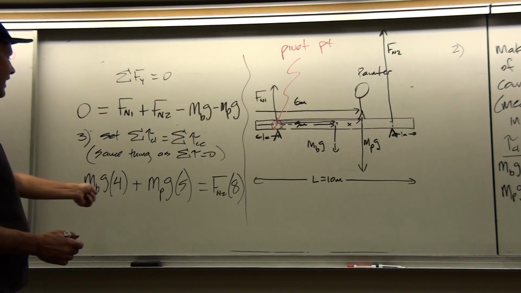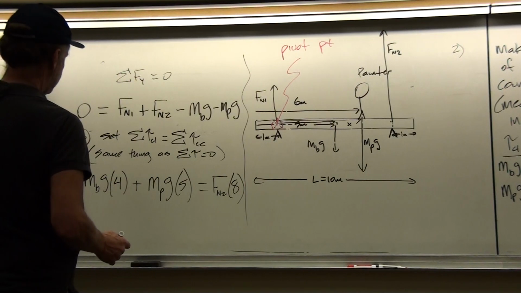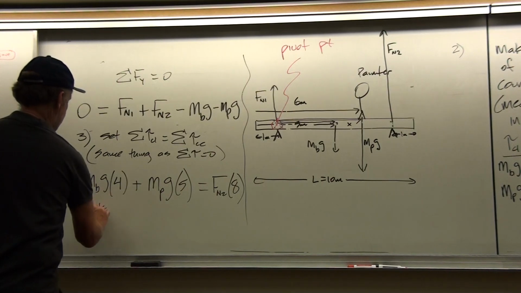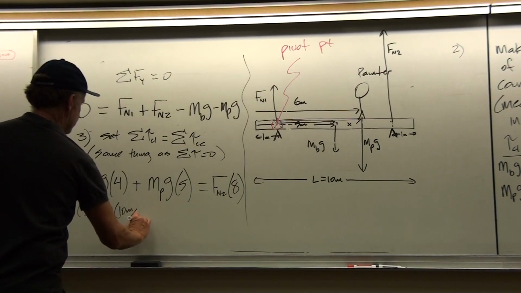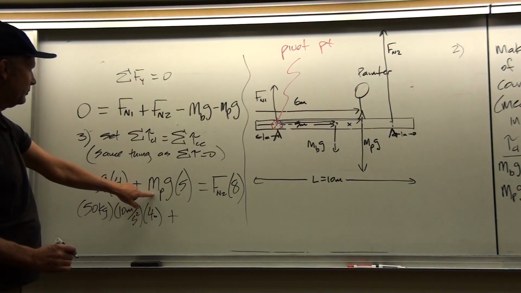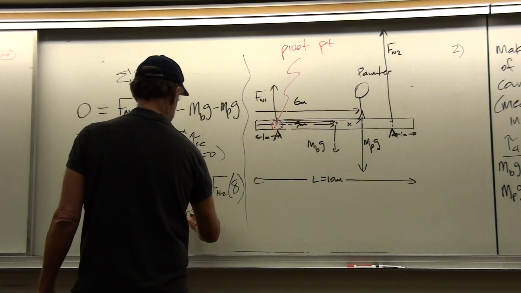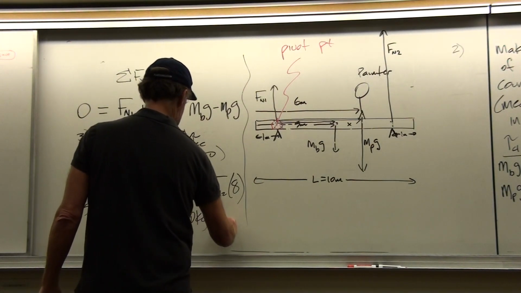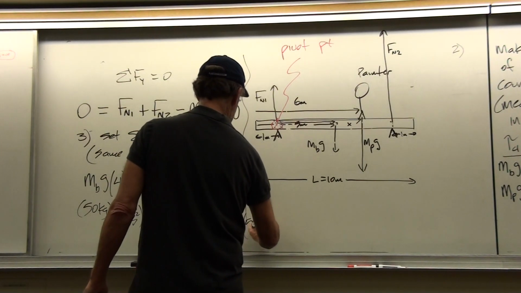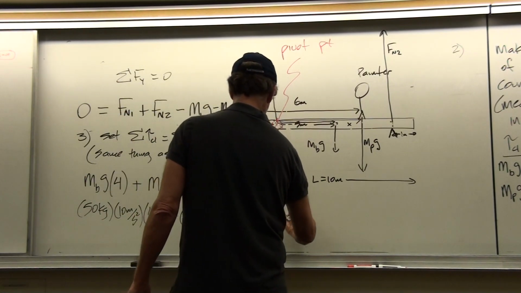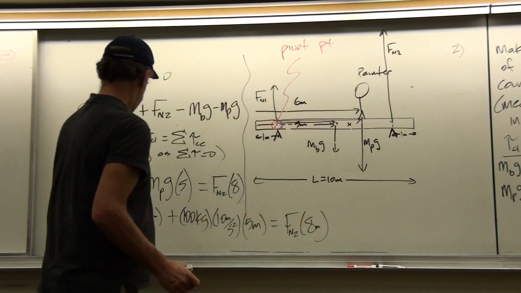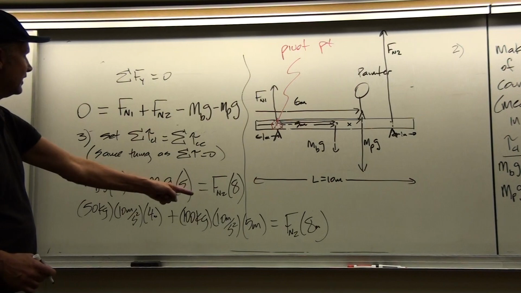Okay? And so now let's plug in the numbers. For the beam, we had 50 kilograms times g, 10 meters per second squared, times 4 meters, plus mass of the painter, that's 100 kilograms, times g, 10 meters per second squared, times 5 meters, equals F normal 2 times 8 meters. Okay, and so we have the units in on this step.